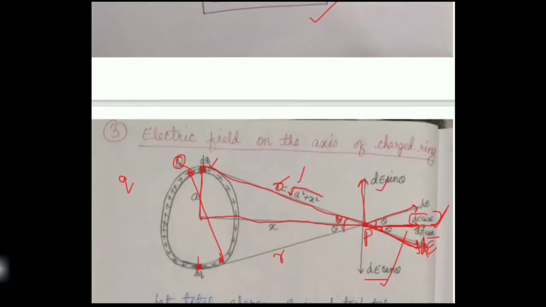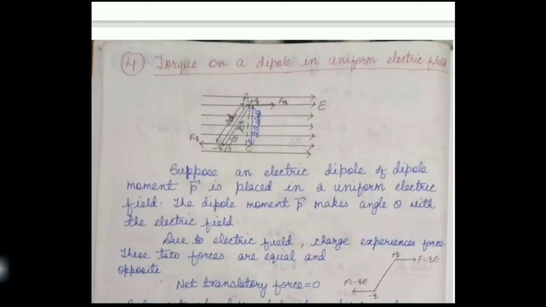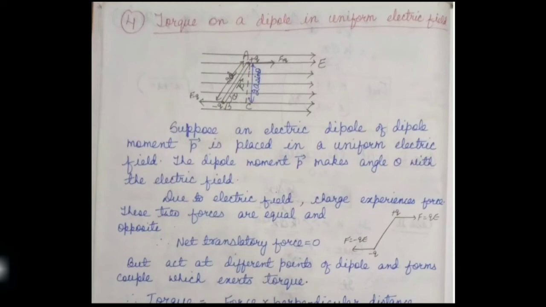So we have completed three questions: Coulomb's law, electric dipole at axial and equatorial positions, then the electric field on the axis of a charged ring. Now come to the next question, number 4, related to torque. You have to derive an expression for the torque when a dipole is placed in a uniform electric field.